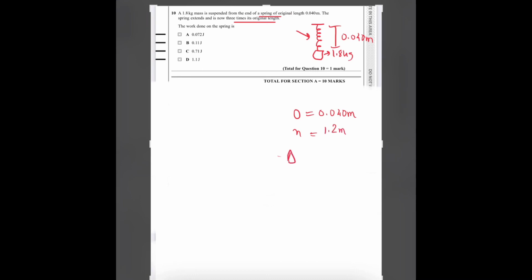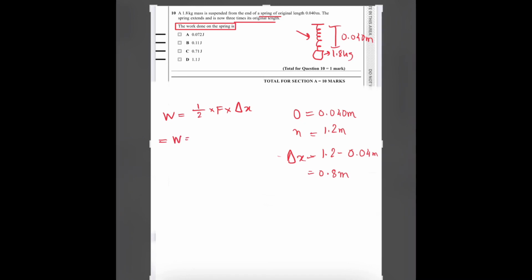So what is the extension? What is the change? Change is basically 1.2 minus 0.04 meter, which is 0.8 meter. And it is asking the work done on the spring. So the work done on the spring is basically W equals half into force into the extension del x. So this is the formula that is given in the syllabus for Edexcel Physics Unit 1.